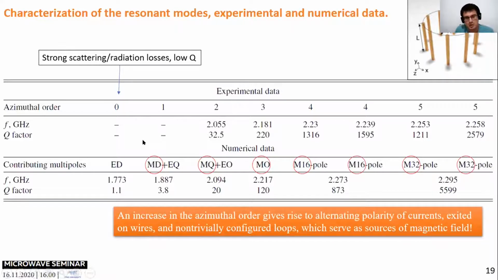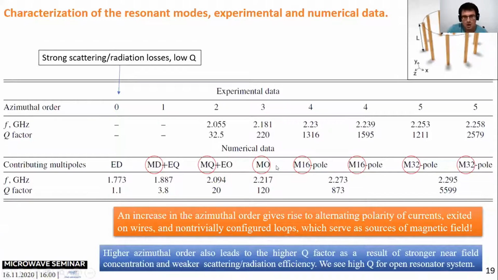When we go to this multipolar decomposition analysis, we found that there is a magnetic response prevailing, and this is due to the close establishment of two electrically responding particles. So they create those kinds of difficult shape patterns, which are related to this magnetic scattering response. And I will take this into account in more detail in the next slide. What is also important is that higher azimuthal order also leads to higher Q.